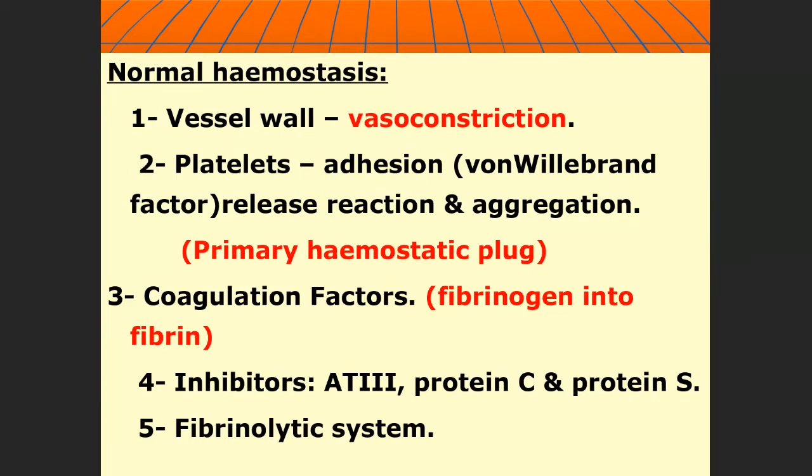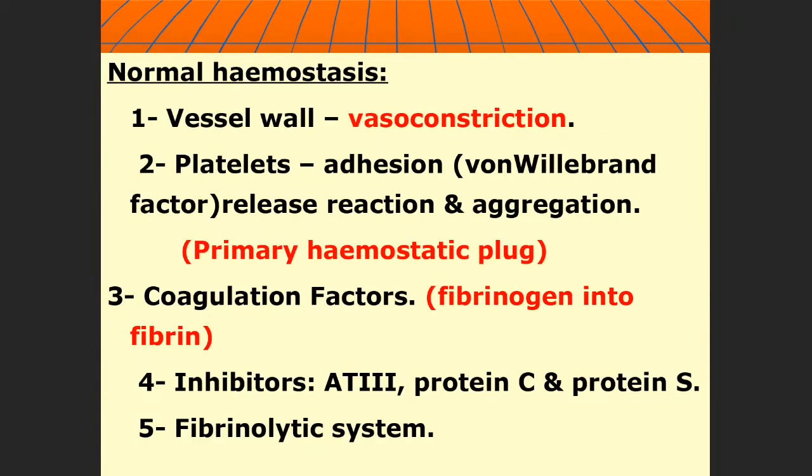Release reaction means platelets will release the content of its granules, the alpha granules and the dense granules. And then we end with platelet aggregation, and this is to form the primary hemostatic plug, which is unstable, and this is to arrest bleeding, to stop bleeding. Following is the coagulation factors. The aim of the coagulation system is to convert fibrinogen into insoluble fibrin, and this is to form the secondary hemostatic plug, which is stable.